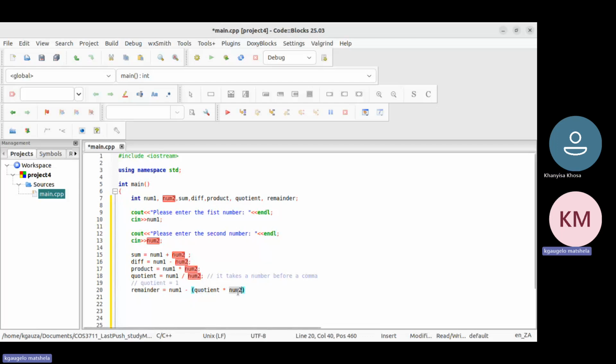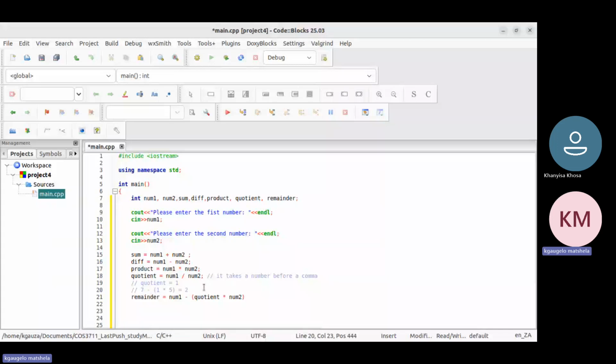Then num2, remember what's num2? I'm going to show it up here. Remember we said our num1 is 7 and num2 is 5. Then our quotient, which is 1, will be multiplied by what? By num2, which is 5, right? So this thing is going to result into 2, which is our remainder.